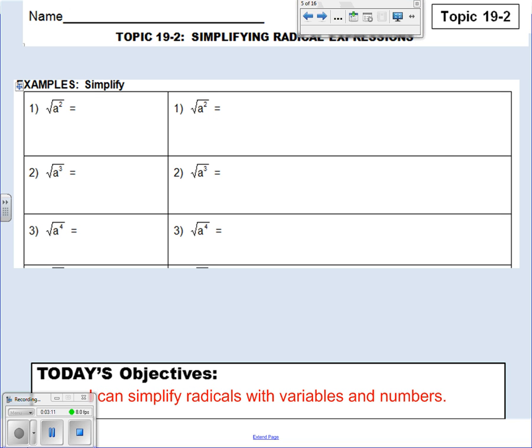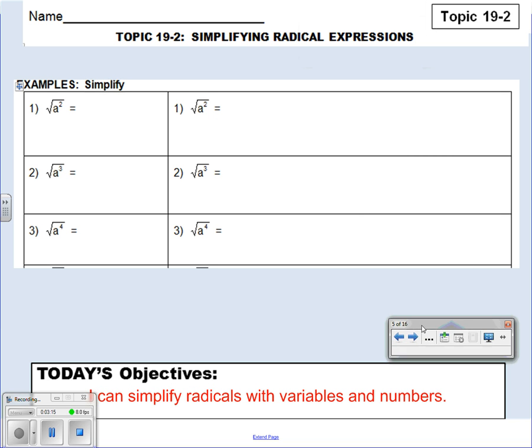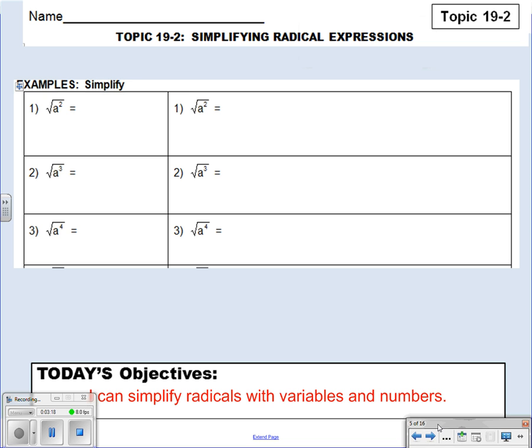So now let's look at our topic for today. And today we have not only numbers but also variables. And so we're going to start by simplifying radicals with just the variables underneath. The first one is a squared. So what we're going to do is stamp out the a's.